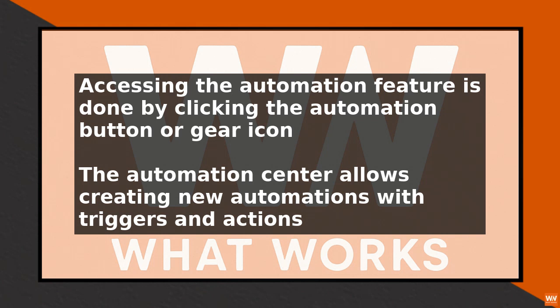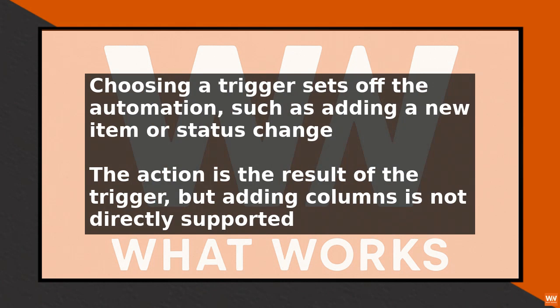Instead, you can use the integration with third-party services like Zapier or Integromat to achieve this functionality. Using Zapier, for example, you can create a zap that triggers when a specific event happens in Monday.com and then adds a new column as the action. To do this, you connect your Monday.com account to Zapier, choose the trigger event, and then select the action to add a column.